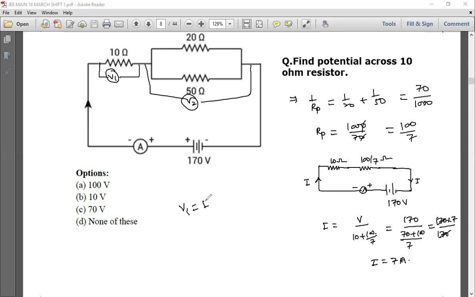Now we want to find V1. So V1 is equal to what? I into R1. V1 is equal to I is 7, R1 is 10. So V1 is equal to how much? 70 volt. Check it. Yes, correct. Right. So your option is option number B? No, option number C, not B. Option number C. Yes. Okay. Note down.